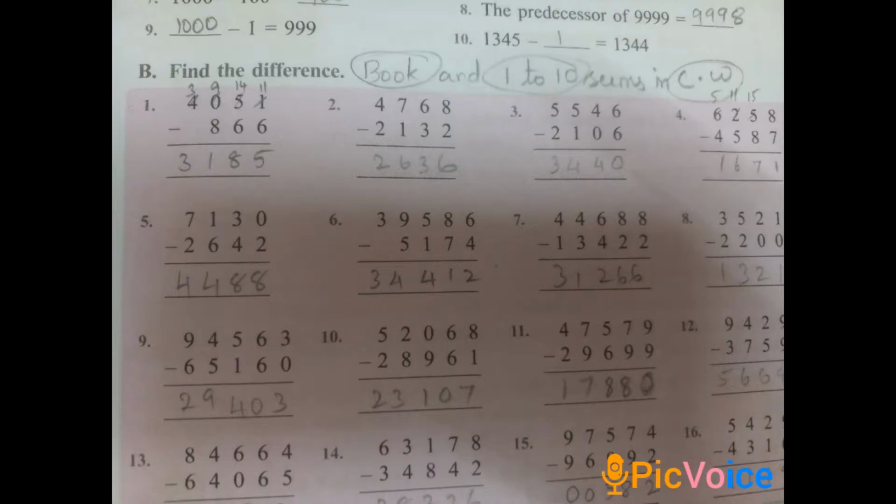Tens place 6 minus 3 is 3. Hundreds place 7 minus 1 is 6. Thousands place 4 minus 2 is 2.